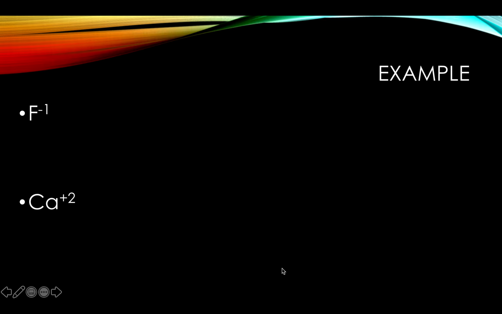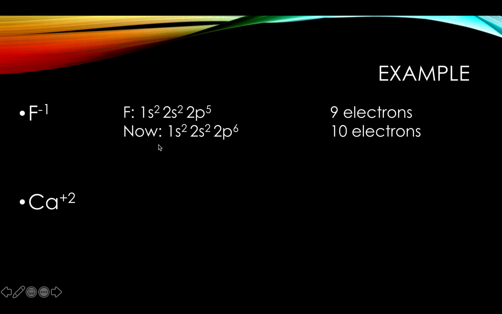So here are the examples. We have F negative 1. First of all, we have to know where F is located in the electron configuration. So here it is. We have 1s2, 2s2, 2p5. And remember, we have a total of 9 electrons, which is the same as the atomic number. However, we have the negative 1 as its ion, so we have 10 electrons, which we can represent as an anion. And also, this would be a reduction because we're gaining an electron.